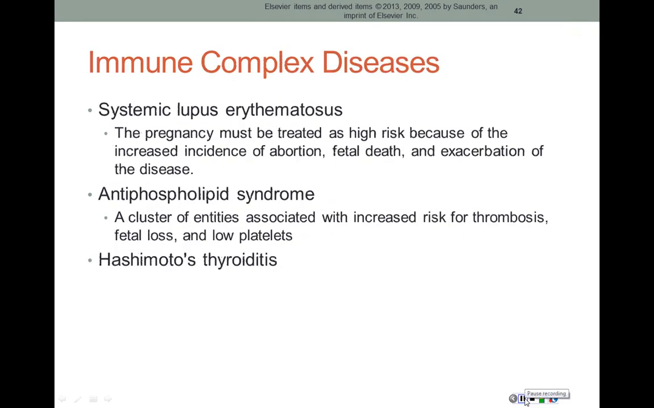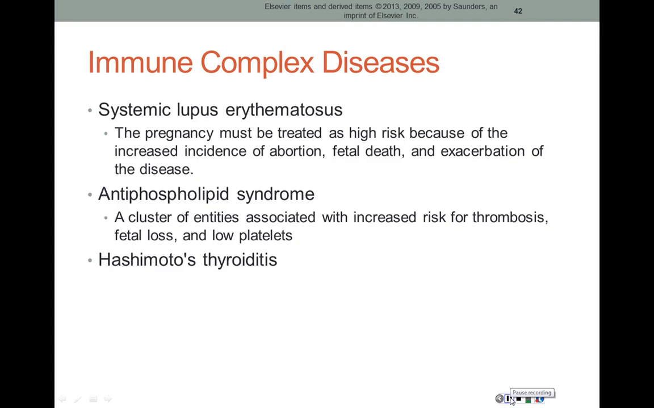Okay, some immune diseases that may cause problems. Lupus, and lupus is a chronic inflammatory autoimmune disease where the body produces antibodies against itself. Antiphospholipid syndrome, and this is a cluster of entities associated with increased risk for thrombosis, fetal loss, and low platelets. And this has to be treated. We normally treat this with a low-dose aspirin, enoxaparin or Lovenox, and heparin.